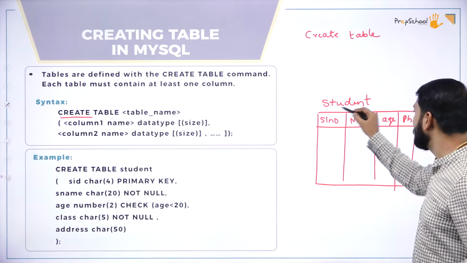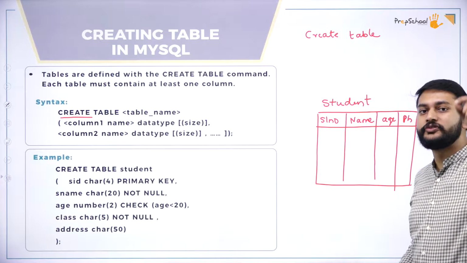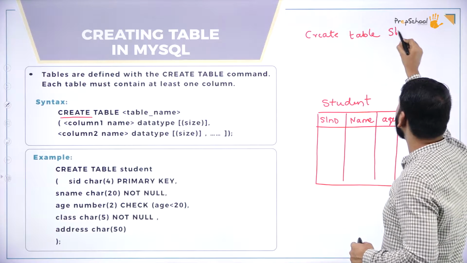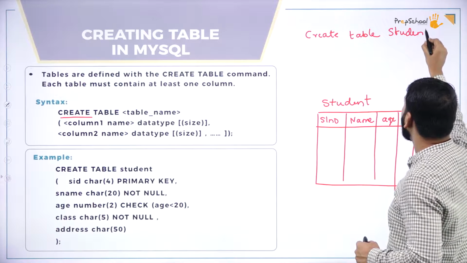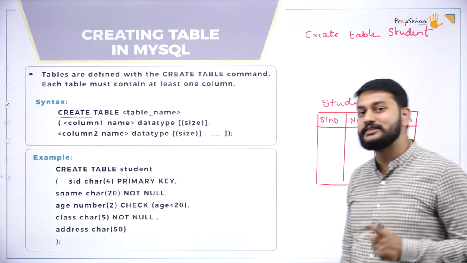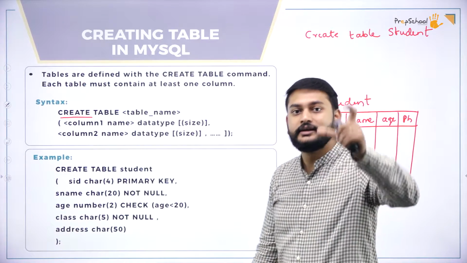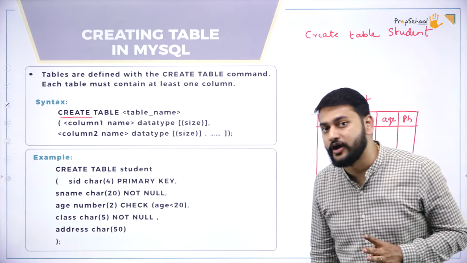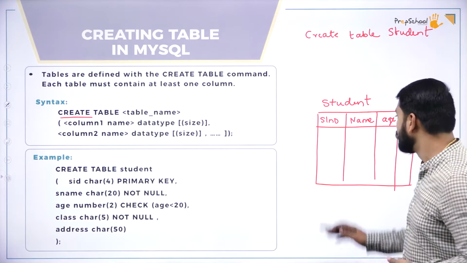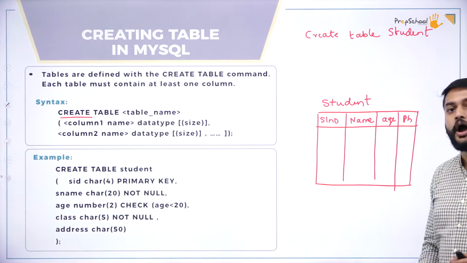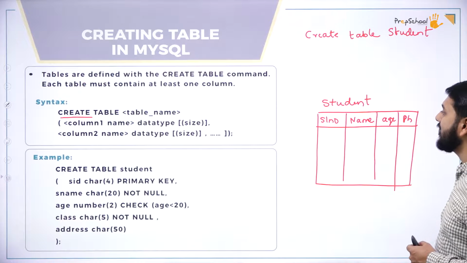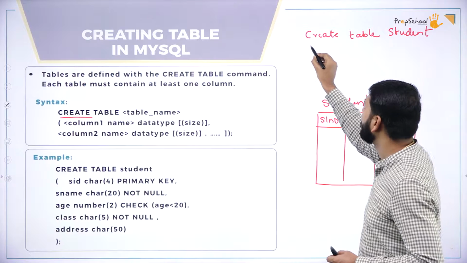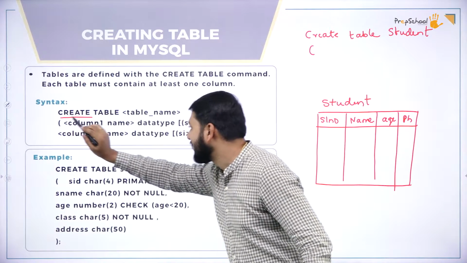What is the name of the table that I want? I want the name of the table as student. So I should write student. So please understand. So keyword create, table, student. Student is the name of the table that I have here. So then after that, what is that I have? So I have 4 columns. How do I create that? Please understand. So look here, I have to open the parenthesis. Please observe that is the syntax.